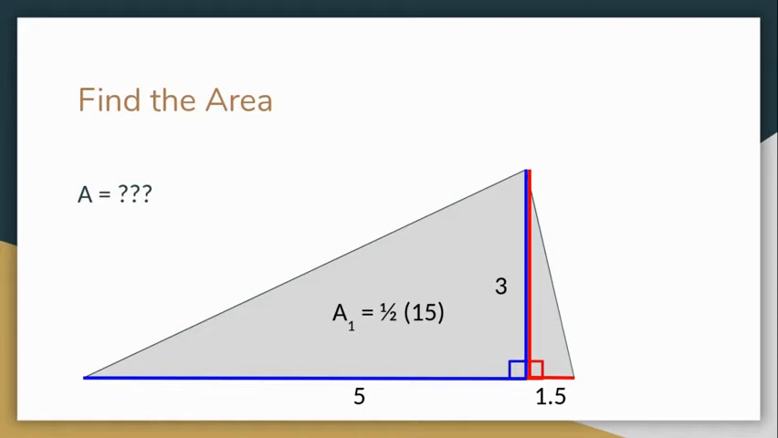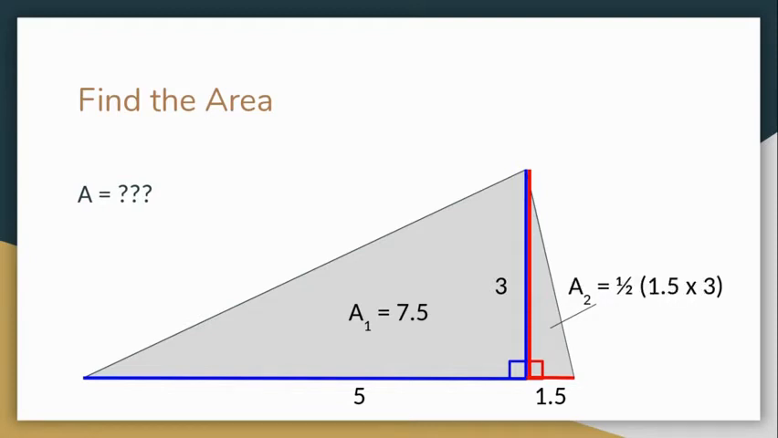Five times 3 equals 15. 1/2 of 15 is 7 5/10. The area of our blue right triangle is 7 5/10 square units. Let's repeat this process for the red right triangle. We see that we still have a height of 3, but the base of the second right triangle is 1 5/10.